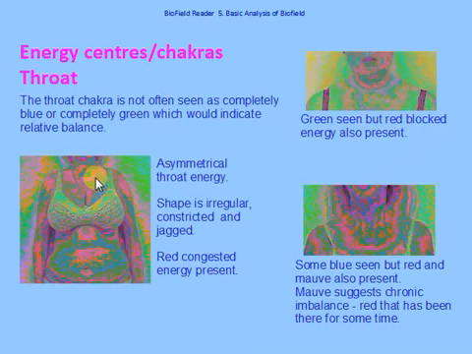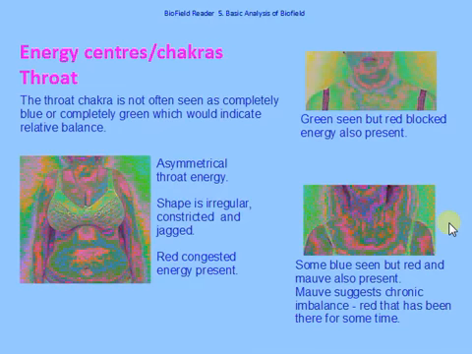So this lady here on the left, she's got asymmetrical throat energy. It's irregular, constricted, jagged, and we've got red congested energy. She had thyroid problems. Up on the right, we've got some lovely green showing in the throat, but unfortunately we've got a rim of red around it and around the lower jaw, which shows that the area is not balanced, and also some red on her cheek, maybe some dental issues there or fillings.